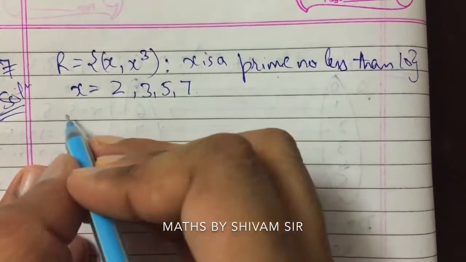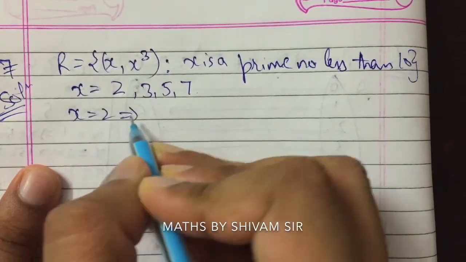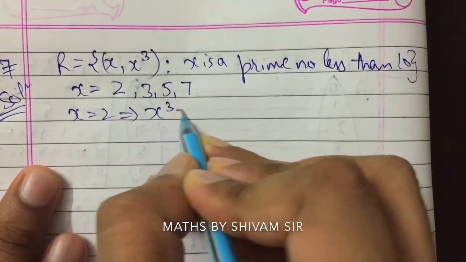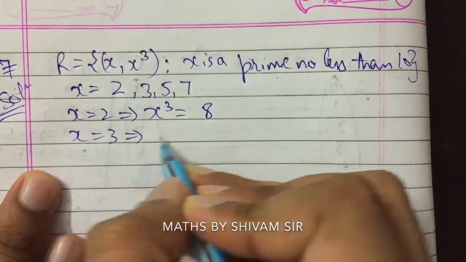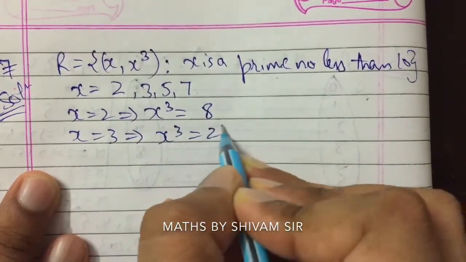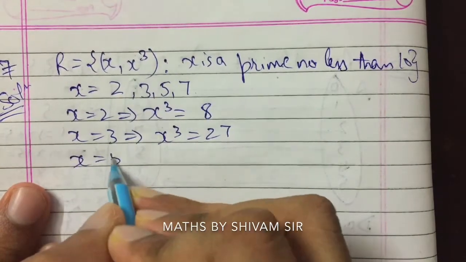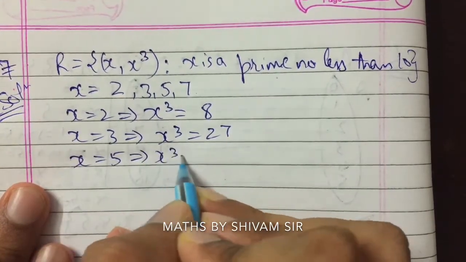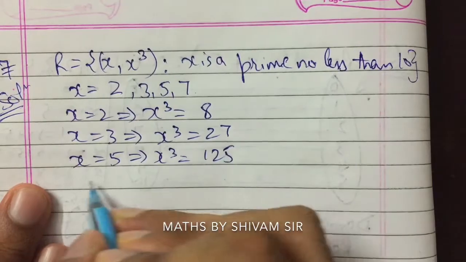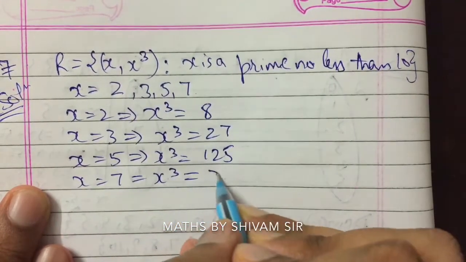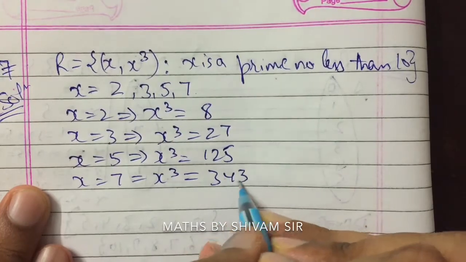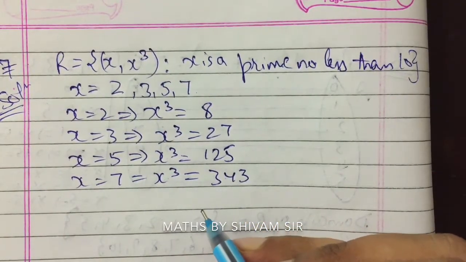So x cube: if x is 2, this implies x cube will be 2 cube, which is 8. If x is 3, x cube will be 27. If x is 5, x cube is equal to 125. If x is 7, x cube means 7 cube, which is 343. So this is very easy.